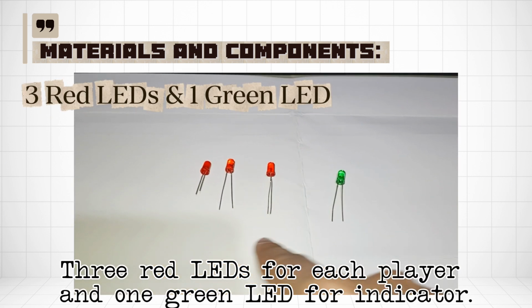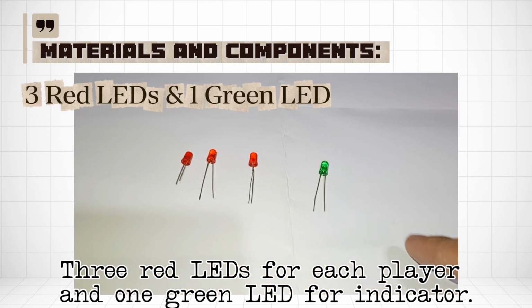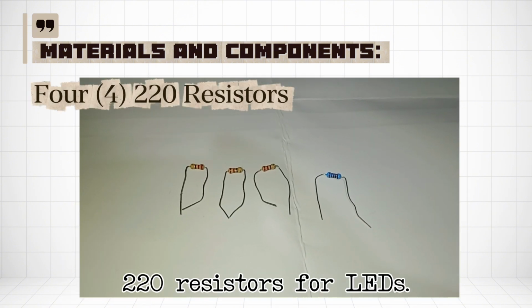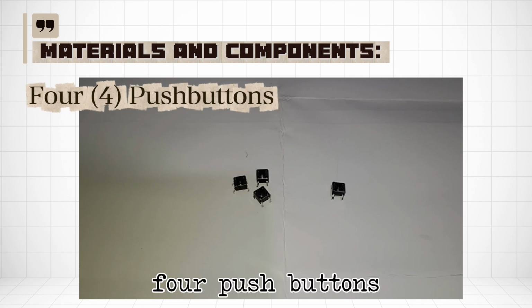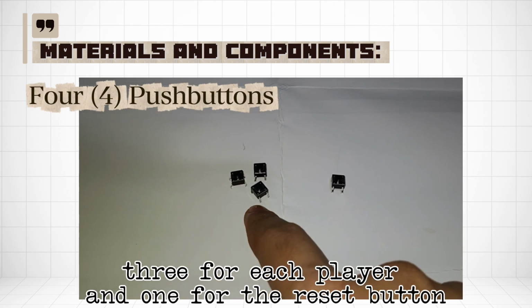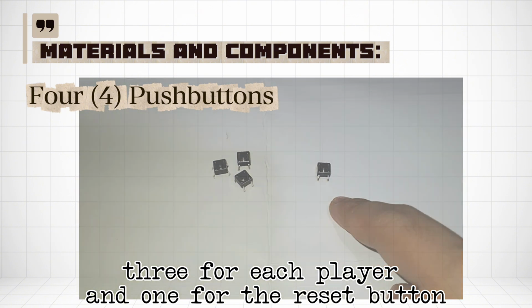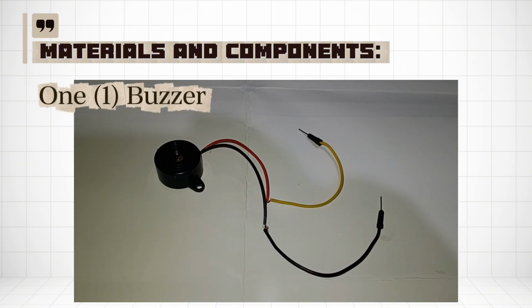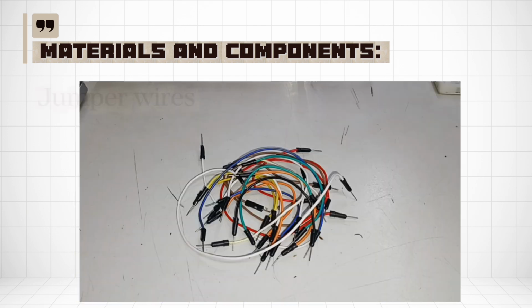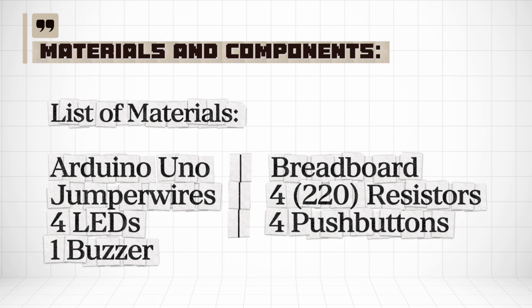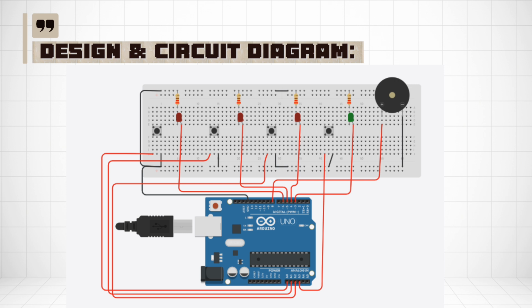3 red LEDs for each player and 1 green LED for the indicator. 220 ohm resistors per LED. 4 push buttons, 3 for the players and 1 for the reset button. And here is the complete list of materials that we're going to use for this program. And here is the circuit diagram of this system.